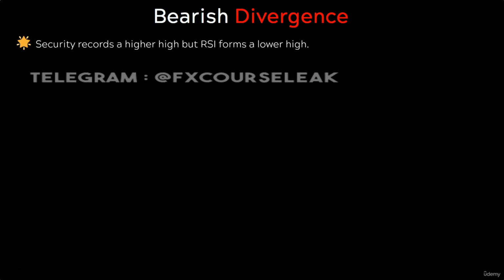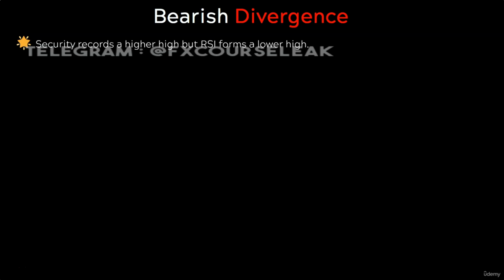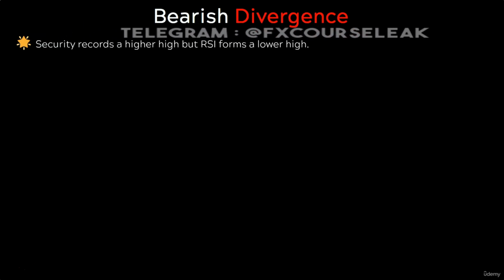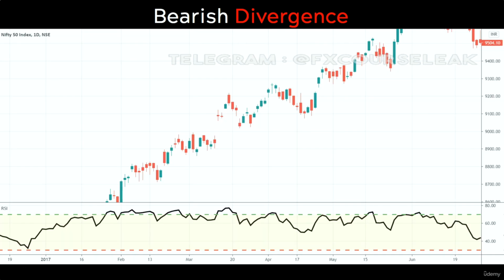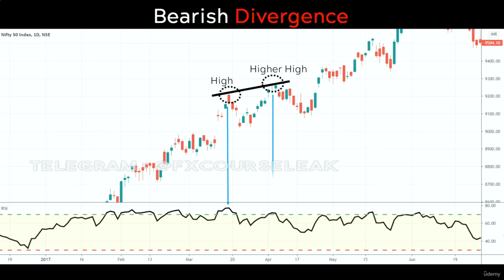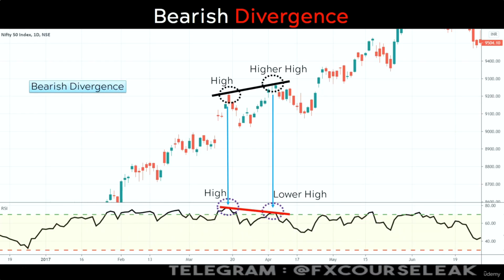Now friends, a bearish divergence occurs when the security records a higher high, but on the other hand, RSI forms a lower high. Just notice this chart of Nifty 50. Now this is the region where price is making a higher high. But when you look down and see the RSI, it is making a lower high. So this type of divergence is nothing but a bearish divergence.